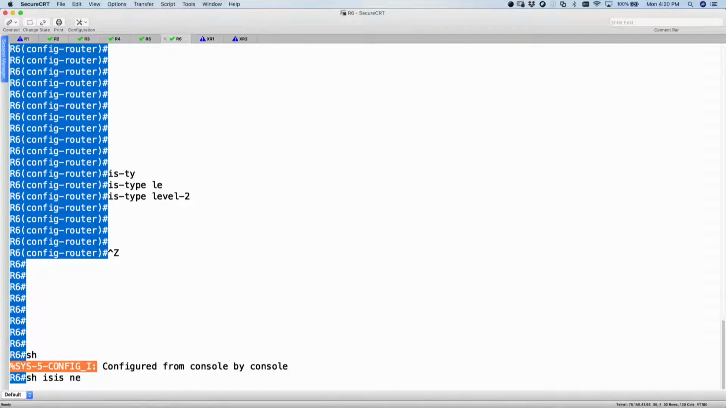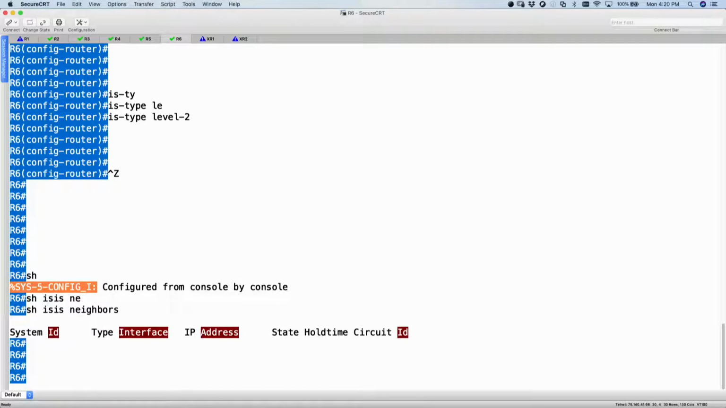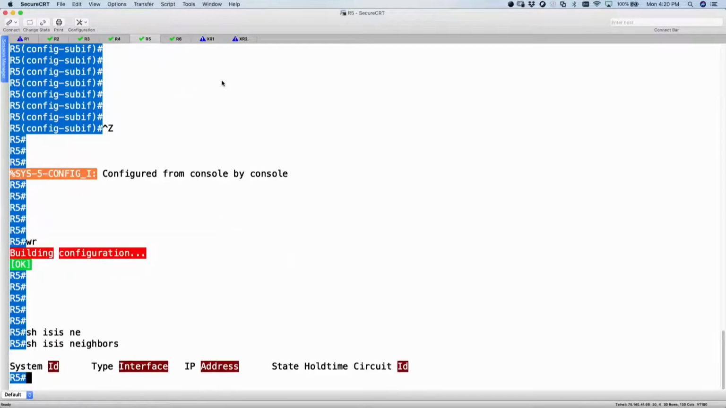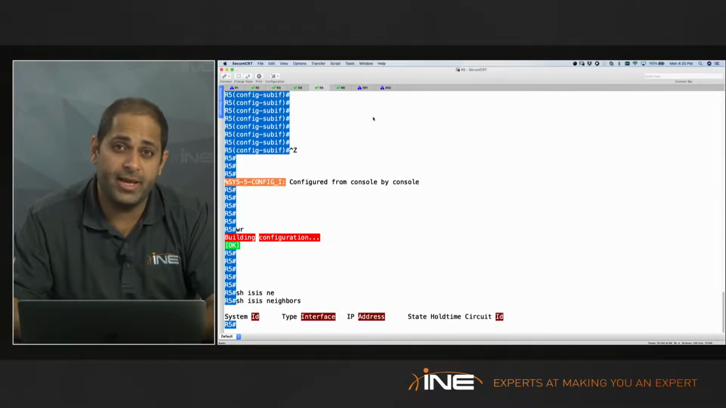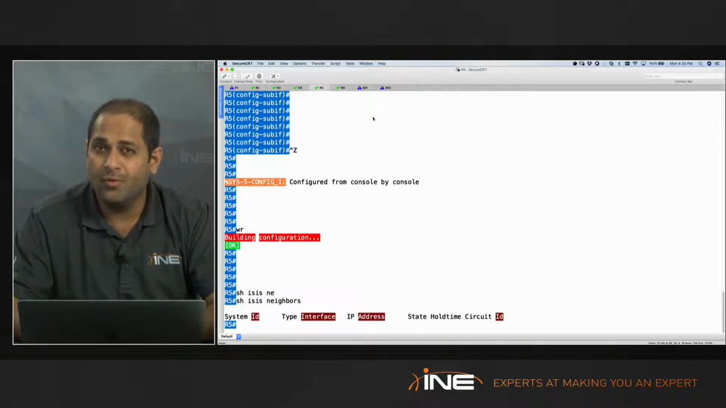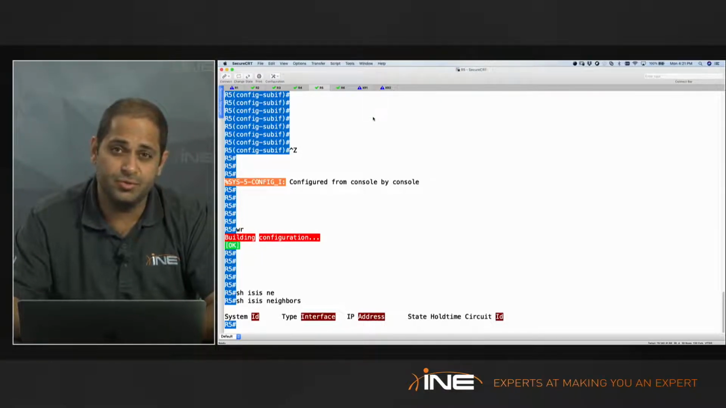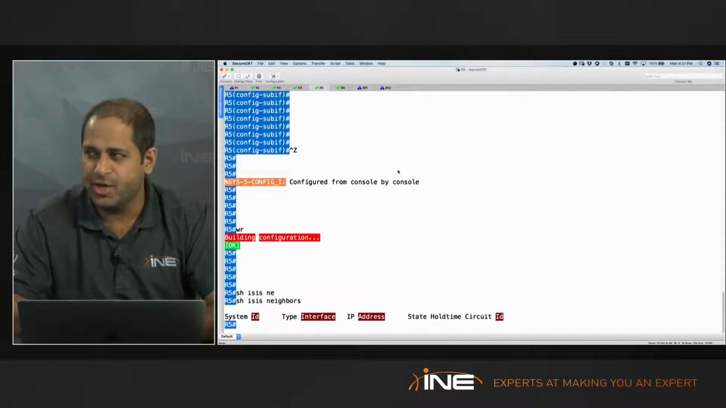So IS type would be level 2 only. Let's check my neighborship. Show ISIS neighbors. I should establish neighborship with R5, R4, and R3, they should be neighbors. Let's check on 5, show ISIS neighbors. So I don't really see the neighborship. Now this is basically like a bug. When you actually go and change, at least on this version, the IS type to be level 2 only, it kind of doesn't really work on the virtual images. So this is just a bug, but to make it just level 2, you could just do it on the interface. Let me go and make that change.